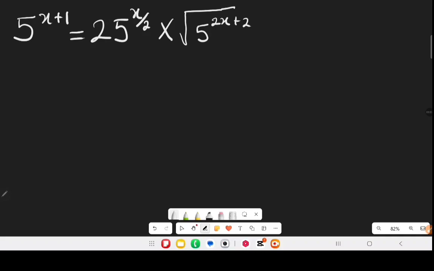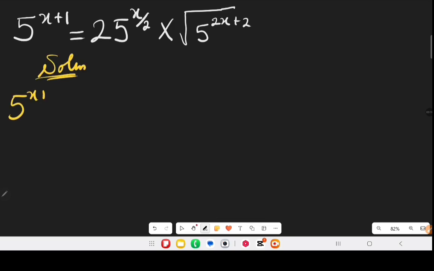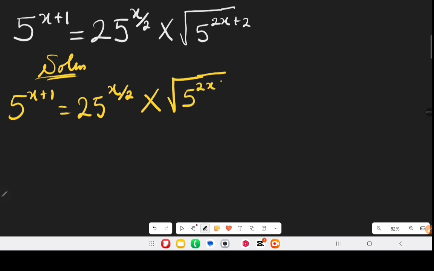Today I'm going to show you how to solve this exponential equation. Solution: 5 raised to the power of x plus 1 equals 25 raised to the power of x, all over 2 times the root of 5 raised to the power of 2x plus 2.